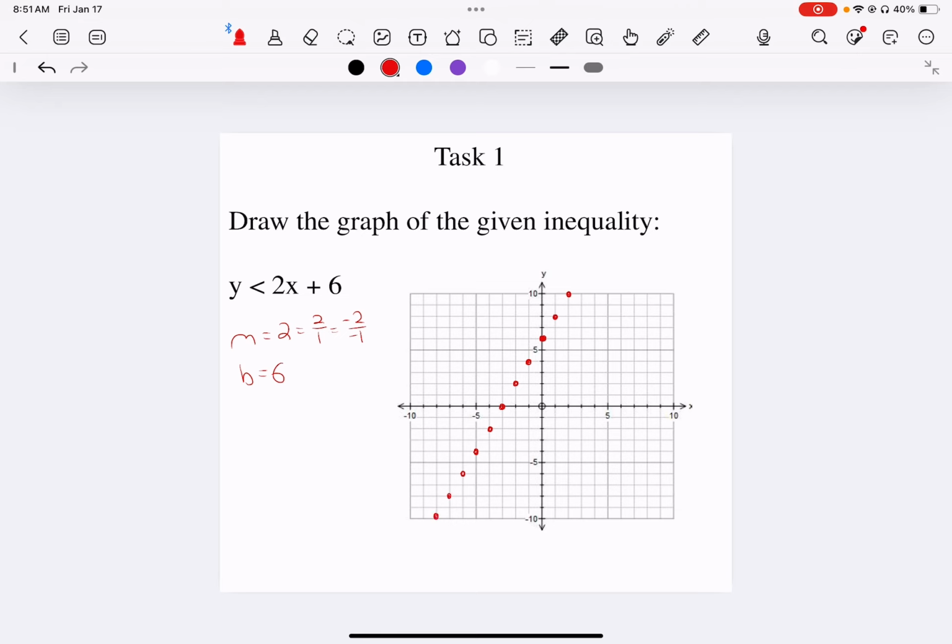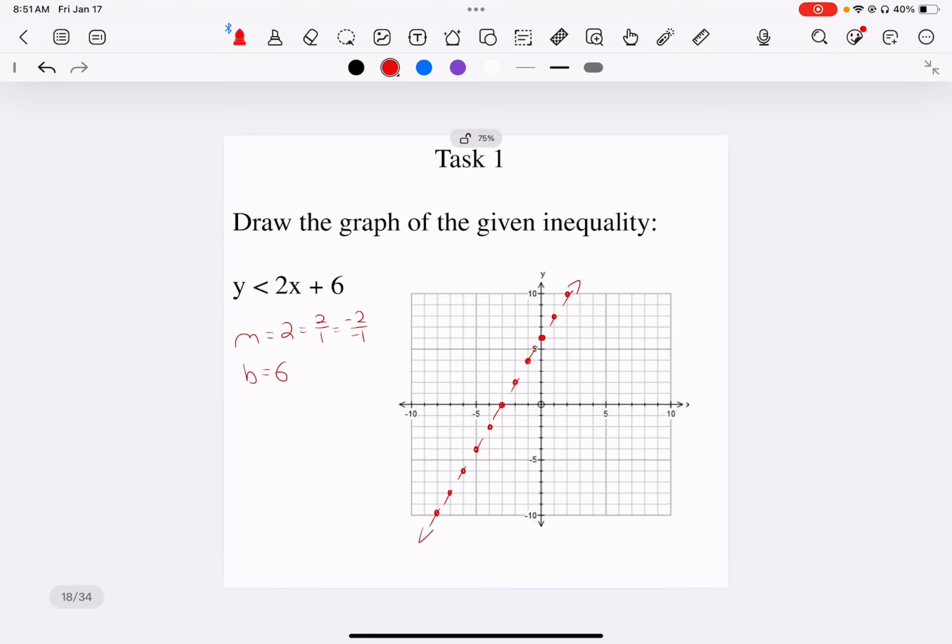Now this problem is slightly different because now it's just y is less than, not less than or equal to. So when it's just less than or just greater than, that means the line itself is not part of the solution. So we're going to draw a dotted line through all of these points. We're still going to have arrows on each end, but it's only going to be a dotted line. Now, since we're less than this line, I'm going to shade everything that's less than or below this line. So I'm going to shade this entire graph that's less than that line.